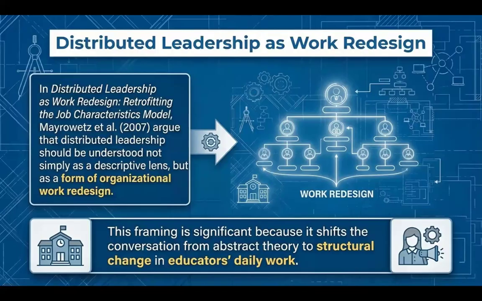In distributed leadership as work design, Mitrowitz argues that distributed leadership should be understood not simply as a descriptive lens, but as a form of organizational work redesign. This framing is significant because it shifts the conversation from abstract theory to structural change in educators' daily work.